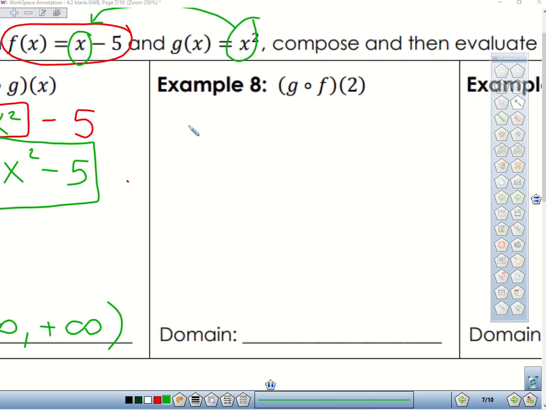So the next one is g of f of 2. There are two ways you can do this. You can evaluate f of 2, and then whatever you get here you can plug into g of x. Or you can simply do g of f of x and then plug in 2, which I'm going to show you. So the function on the outside is x squared. So what am I going to be plugging into this new function?